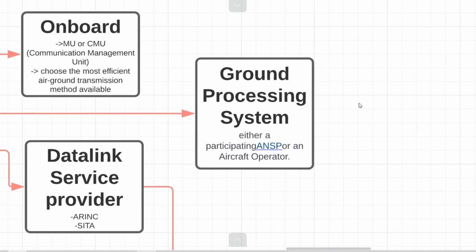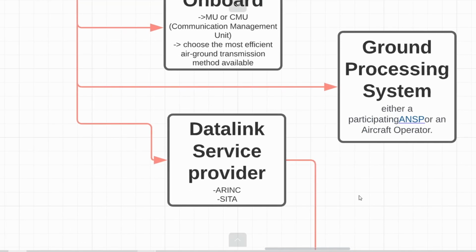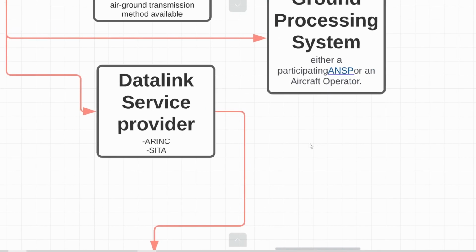And ground processing units are either ANSPs or aircraft operators as the need may be. And at the end, the data link service providers are mainly ARINC and SITA.